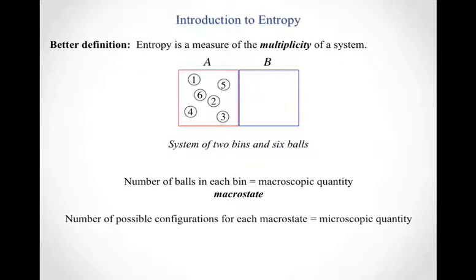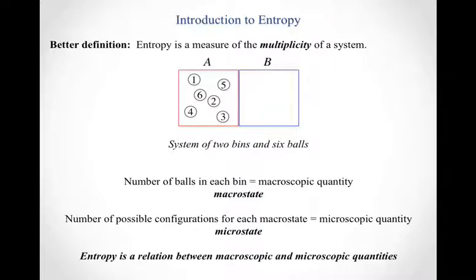The second thing I want to think about is the number of different ways that I can get each of those macrostates. This is the analog of thinking about microscopic quantities, and we'll refer to those as microstates. And so entropy is the relation between this macroscopic quantity, this thing that I can measure, what I can see, and the microscopic quantity that's telling me all the ways that I can create that particular macroscopic state.